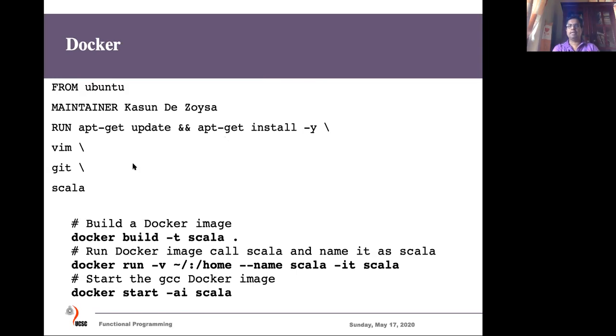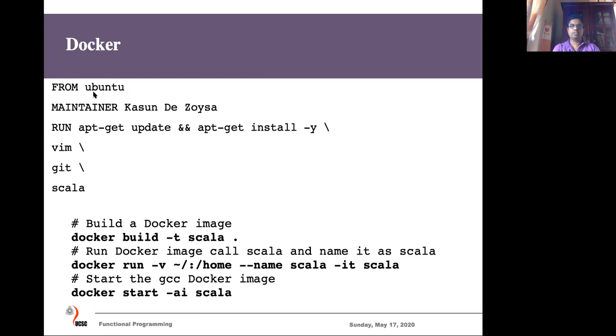Initially, what we need is a simple editor. I use the Vim or VI editor. And I want to use Git to manage your repository, so for that I install Git in that VM. And I install Scala. So if you run that on your machine, you can instantly build a lightweight Ubuntu VM, what we call a Docker image, which has Scala installed in it.